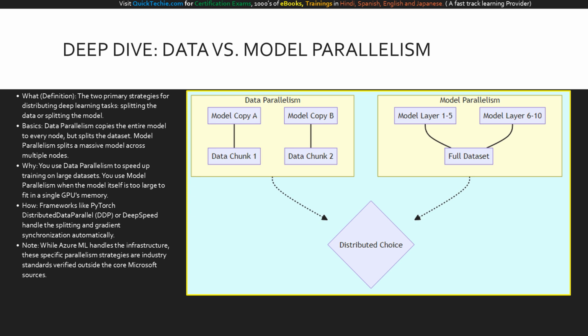Model layers 1 through 5 sit on one node, while layers 6 through 10 sit on another. The data must flow sequentially through these nodes. Understanding this difference is vital for a machine learning engineer, as it dictates exactly how you will write your training scripts before deploying them to the Azure cluster.